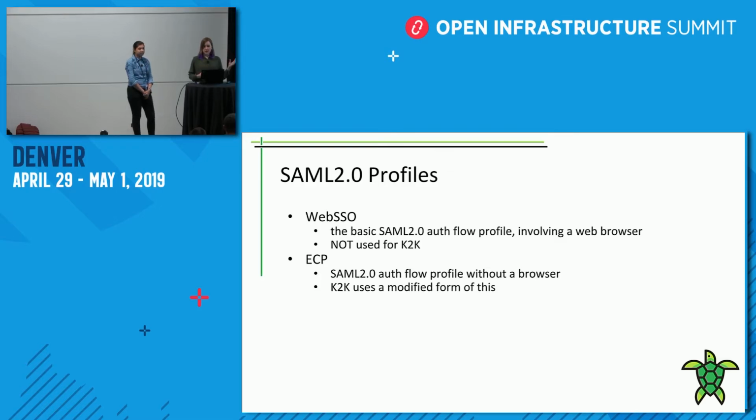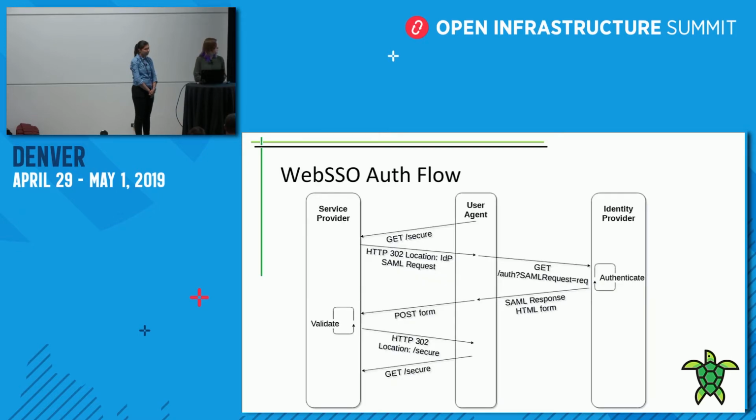I mention it because it's common and you've probably seen it before, but it's actually not what we use for the Keystone to Keystone authentication flow. What we use is a modified form of the ECP profile, which stands for Enhanced Client Proxy profile. That is a profile geared more towards the CLI or SDKs, and we use a modified form of that. I'll dive into that a little bit in these diagrams.